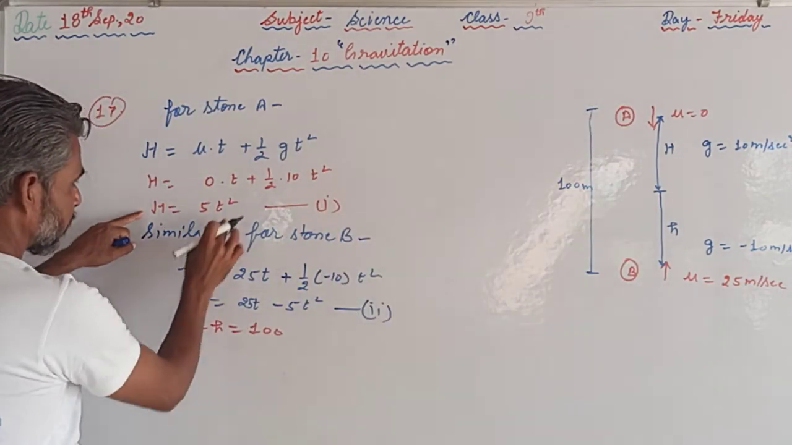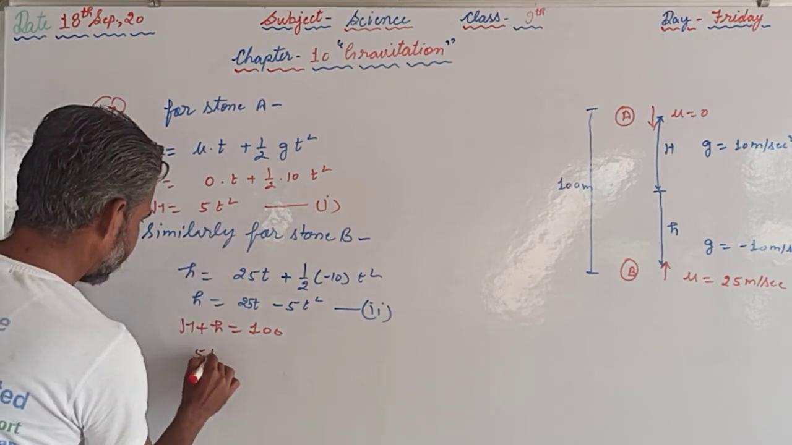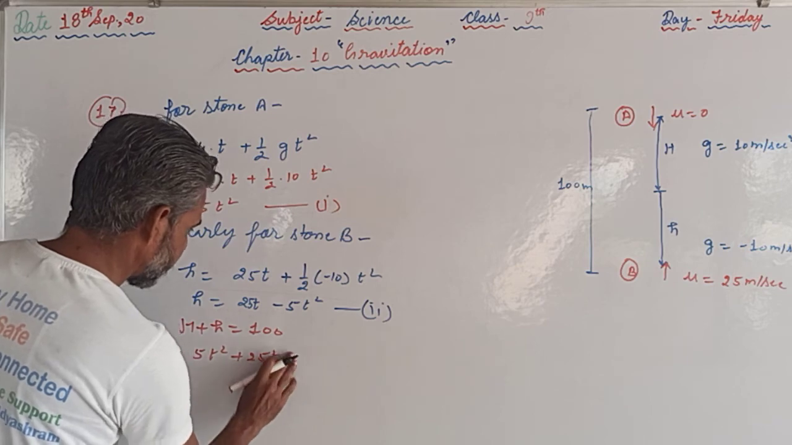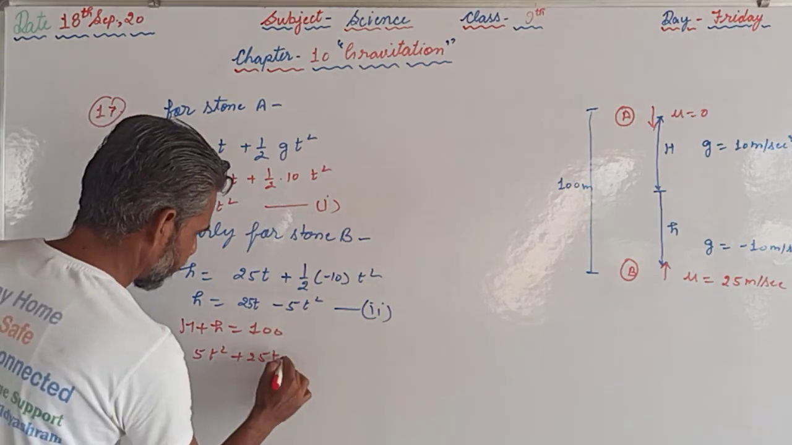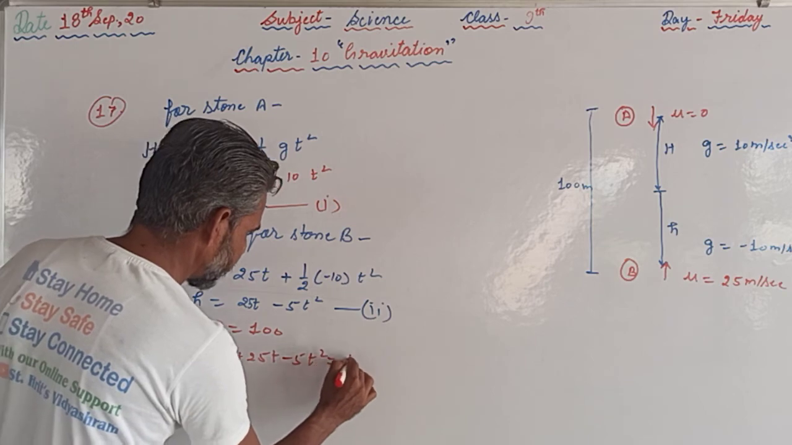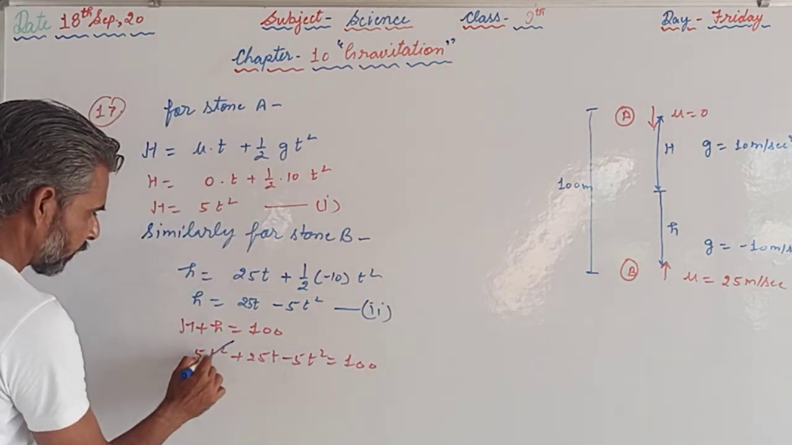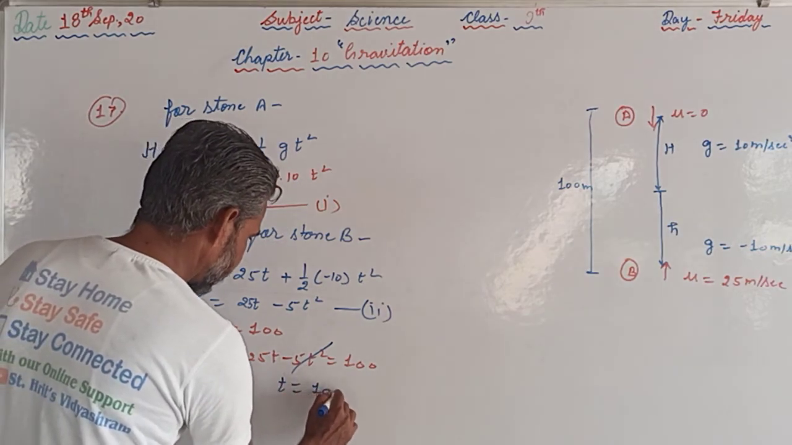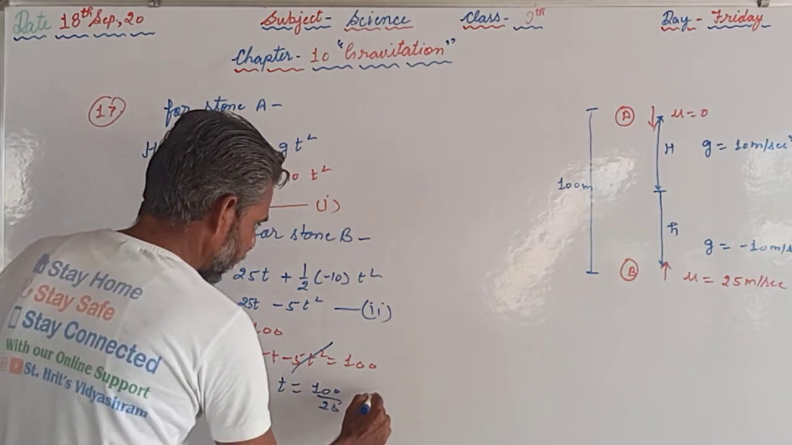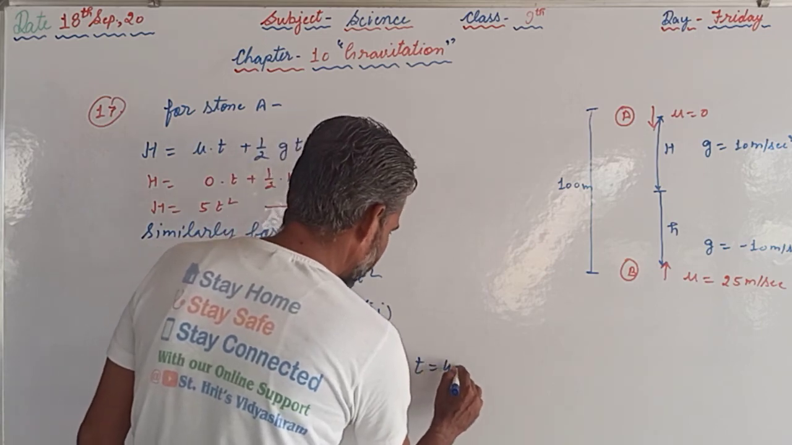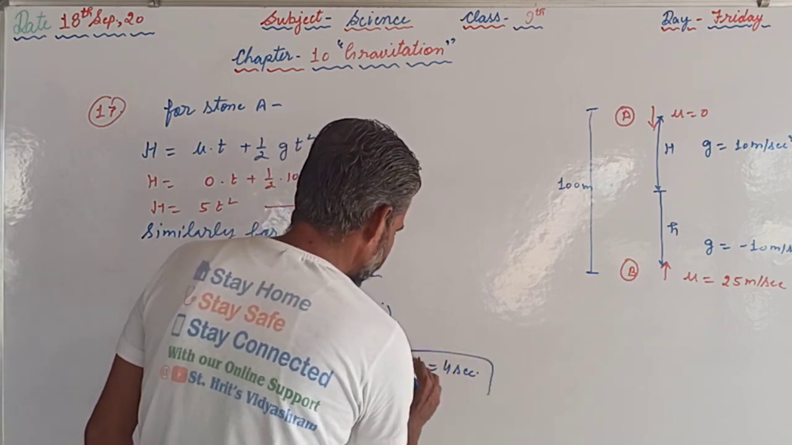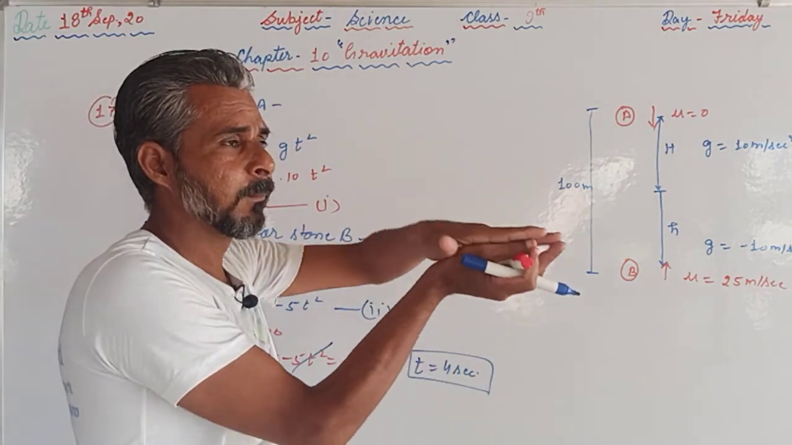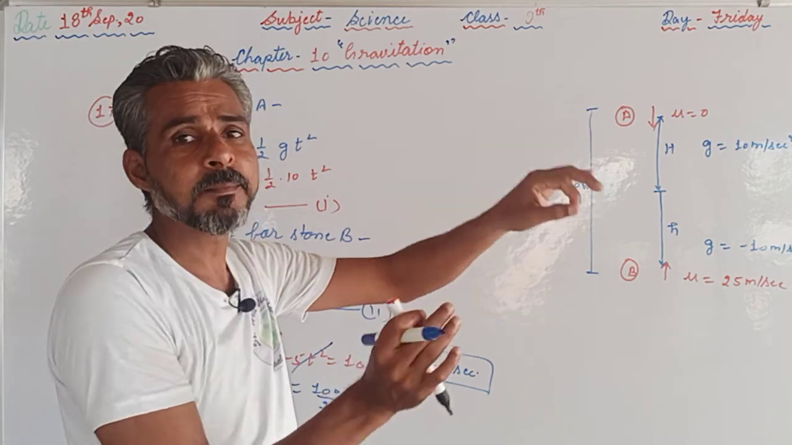So we can substitute the values, that is 5 t square plus 25 t minus 5 t square is equal to 100. The 5 t square cancel out, so t is equal to 100 upon 25, and from here we get t is equal to 4 seconds. Means after 4 seconds the stones will meet and be at the same position.